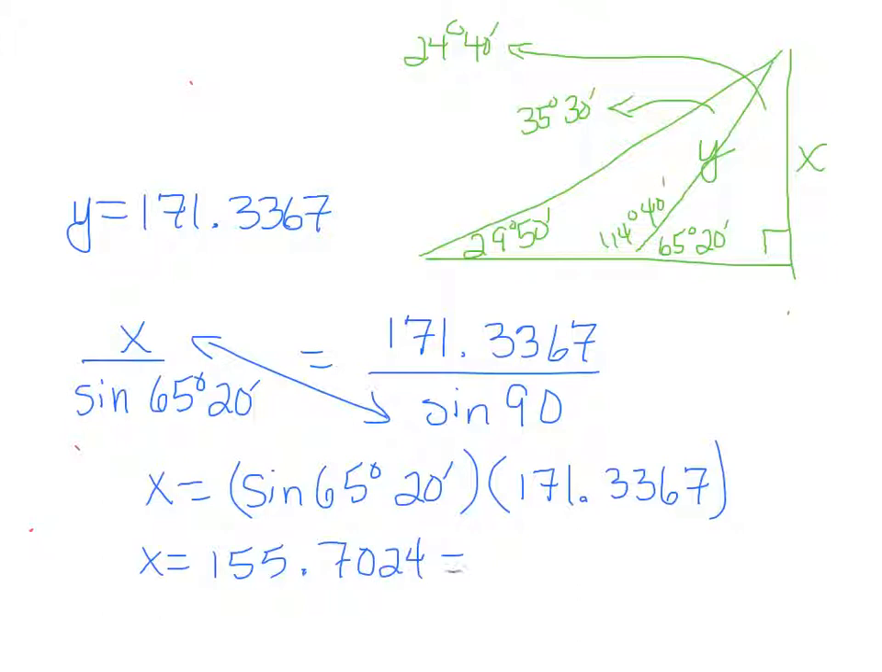Throw that in there, and you will end up with 155.7024. They ask you to round that to the nearest foot, so your answer is 156 feet. Okay, so that's it in a nutshell. Good luck with the worksheet.